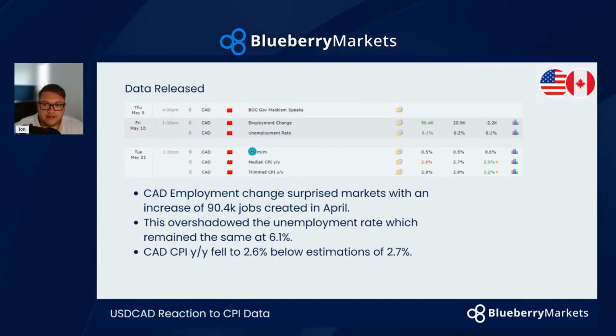Now, we had CPI data out today. Month on month fell to 0.5% from 0.6% as expected. And then we had the median CPI, which came in at 2.6. So that's the year-on-year CPI. Now, obviously, the Bank of Canada would like to see inflation rates lower than this. They would like to see it more towards that 2% target, like most other central banks. But we've seen a slight decrease, but it's still higher than that 2% target.